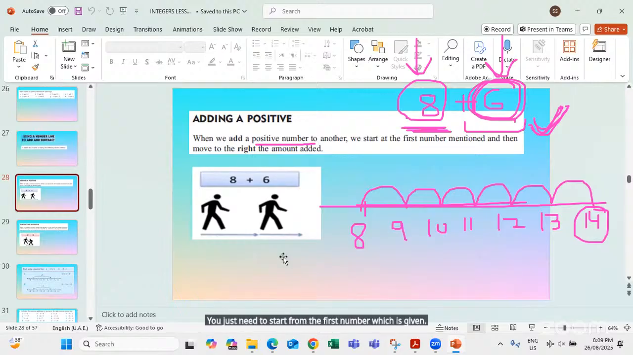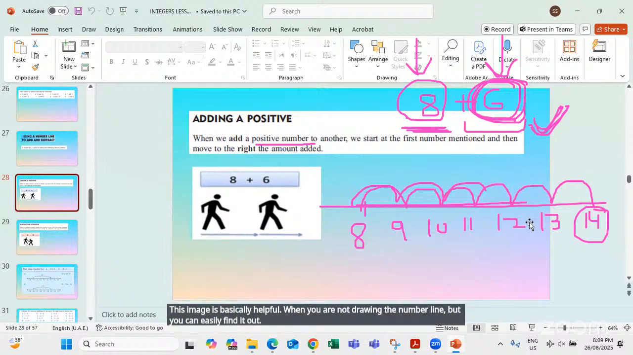So adding a positive number to another number means you just need to start from the first number which is given, and what you have to add, that is a positive number, so go forward 6 steps. Okay, now what is this image showing? This image is basically helpful when you are not drawing the number line, but you can easily find it out.